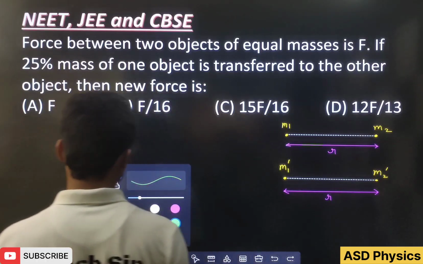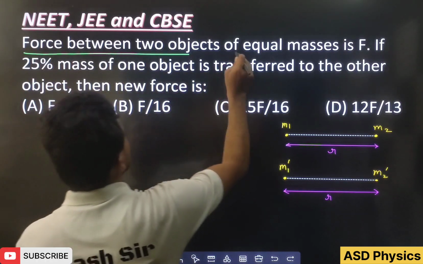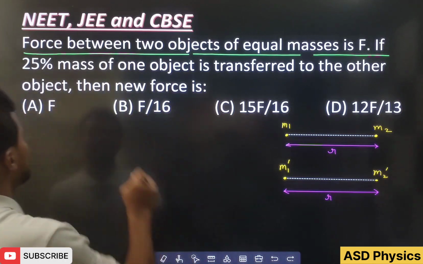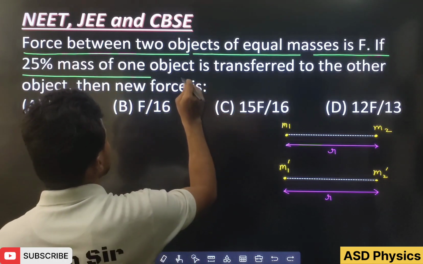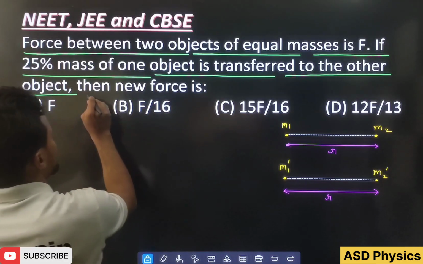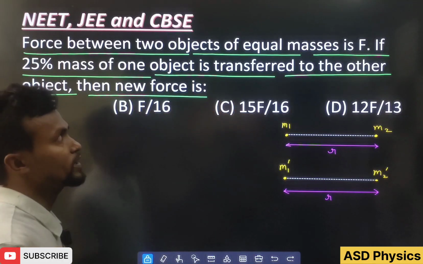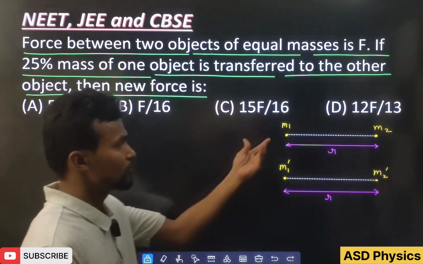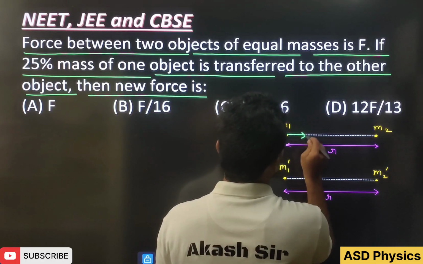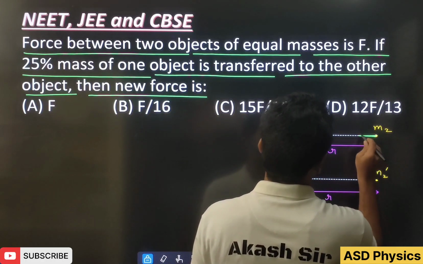Next one, let's see. The question is: the force between two objects of equal mass is capital F. If 25% mass of one object is transferred to the other object, then what is the new force? So they are telling us equal masses are there. In the first situation I have taken M1, M2, and they are experiencing force F.